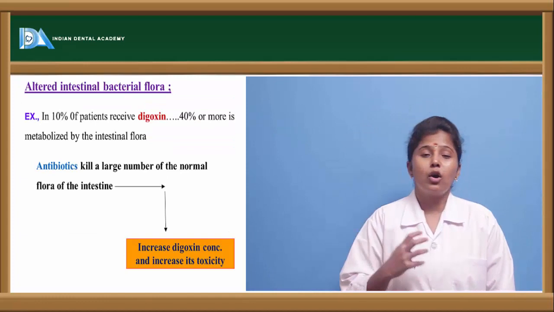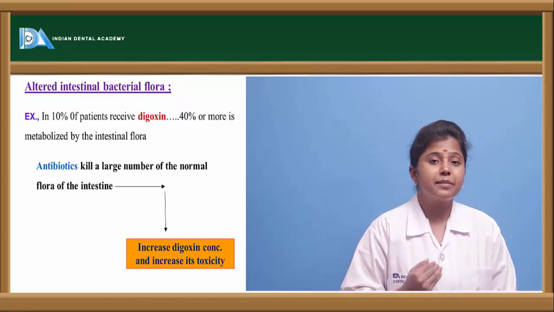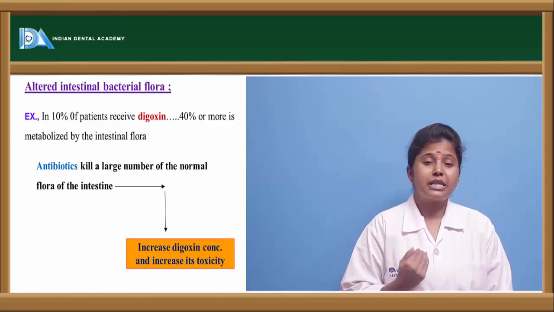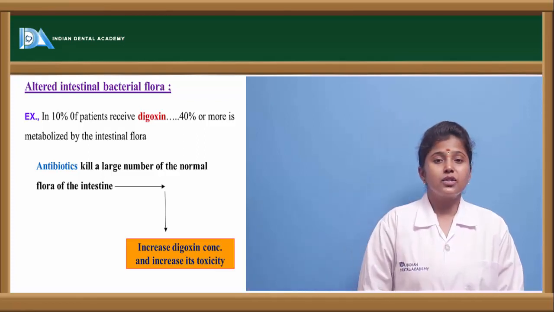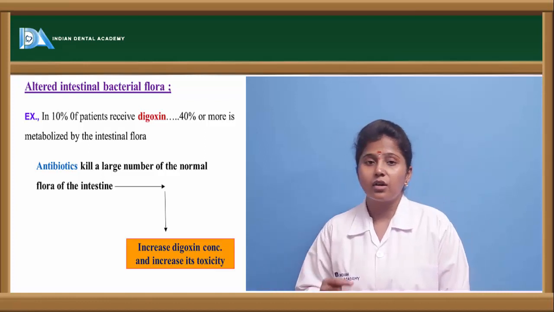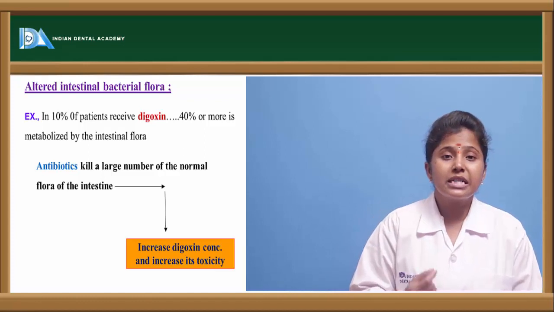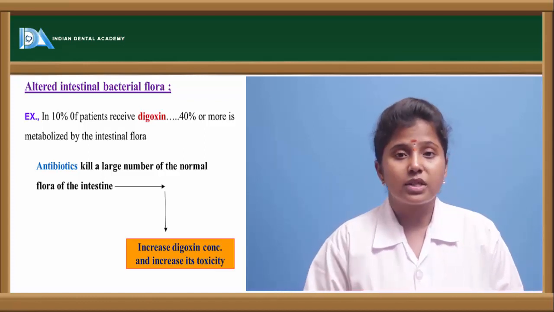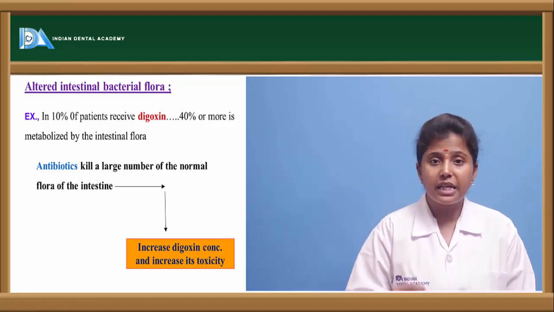If we take altered intestinal bacterial flora, the intestine contains some bacteria which are very good for the body. They aid in the metabolic capacity, and they aid in the absorption of vitamin K. Here if we take digoxin, 40% or more of digoxin is metabolized by the bacterial flora. So when we take digoxin, 40% is metabolized by the bacterial flora which is present in the intestine.